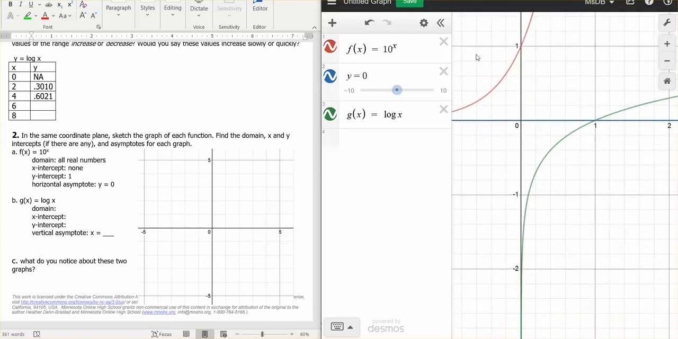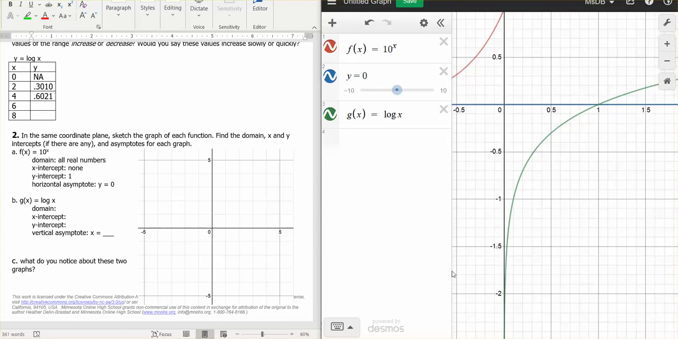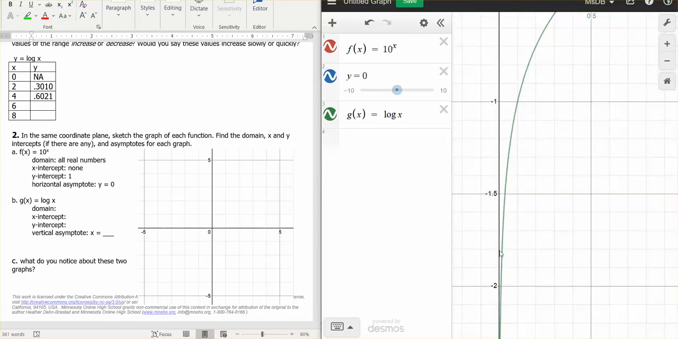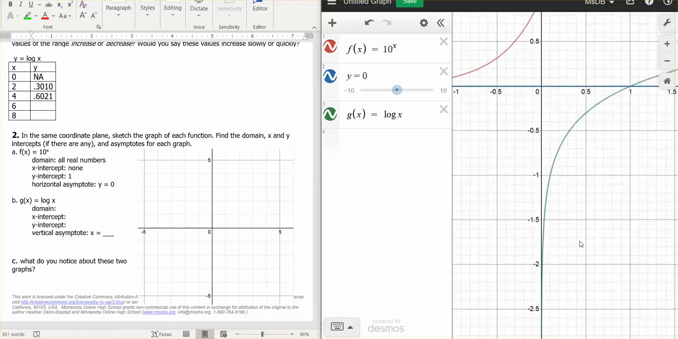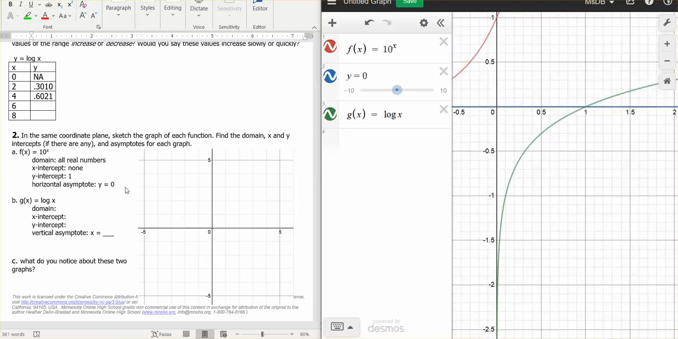But it does ask me for the domain of this one, and this time the domain is not all real numbers because it will never be negative. There will never be a negative number here on this graph. So my domain is that x has to be positive. Or you can say that x has to be greater than 0. You can either write all positive numbers or you can write x is greater than 0.